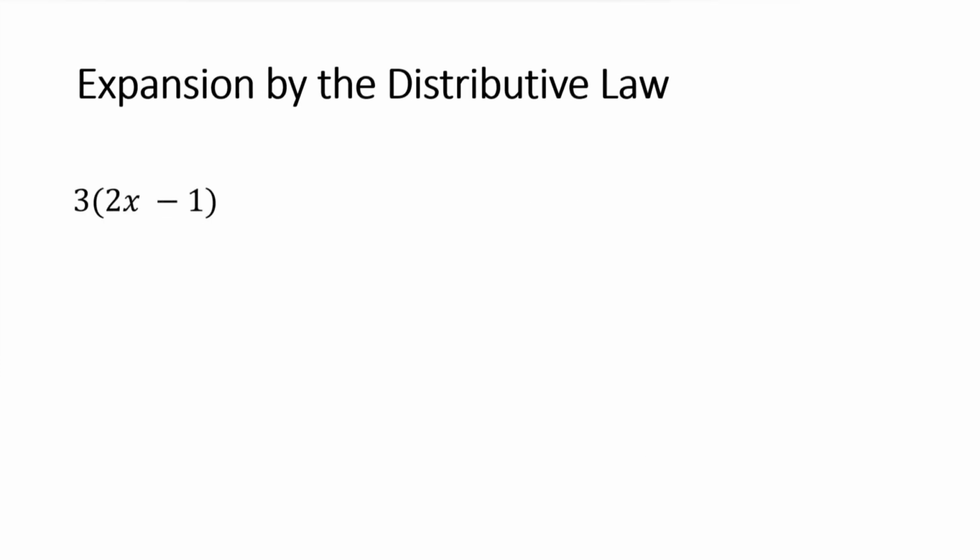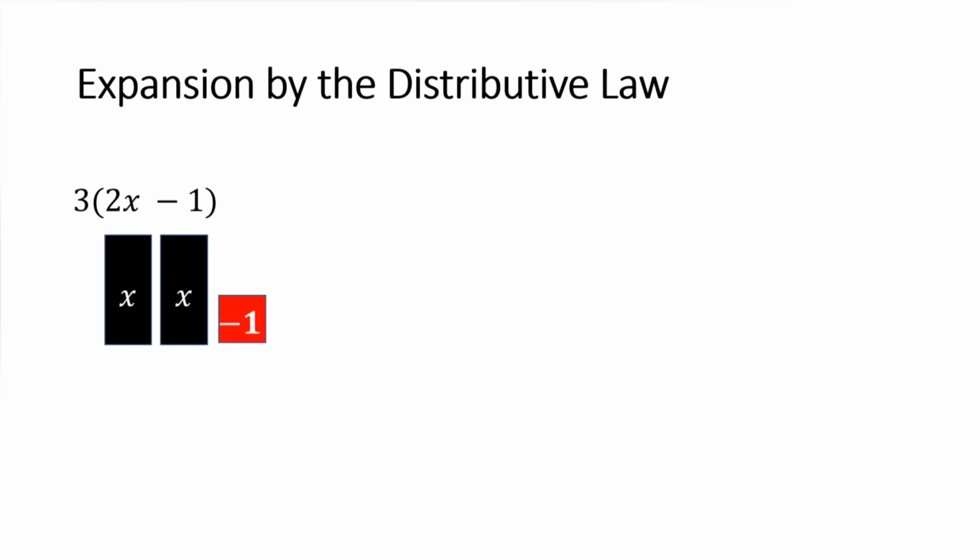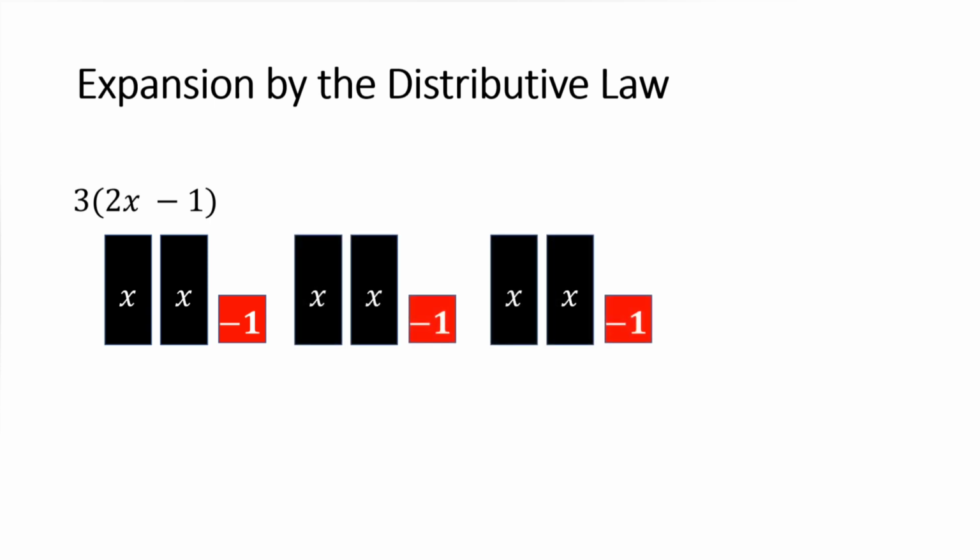Let us assume that we were given this to expand. To expand by the distributive law, here you need to model this expression. But let's first conceptualize 3 into 2x minus 1. This is the same as saying 3 sets of 2x minus 1. So if I were to represent 2x minus 1 using our algebra tiles, it would look like this. 3 sets of this 2x minus 1 would look like this. So 3 into 2x minus 1 is modeled by these algebra tiles.